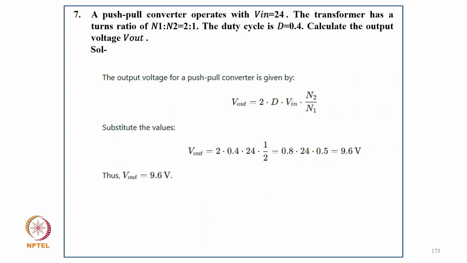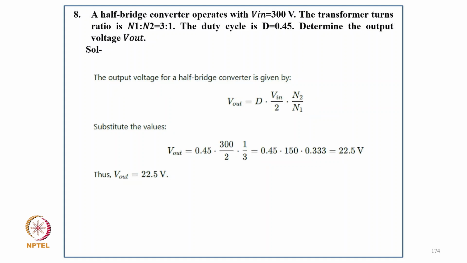Next, a single-ended primary converter with V_in equal to 24 volt. The transformer has a turns ratio N1 upon N2 of 2 to 1. The duty cycle is 0.4. Calculate the output voltage. The output voltage is V_out equal to 2D V_in upon N1 upon N2. So putting in the values, V_out comes 9.6 volt.